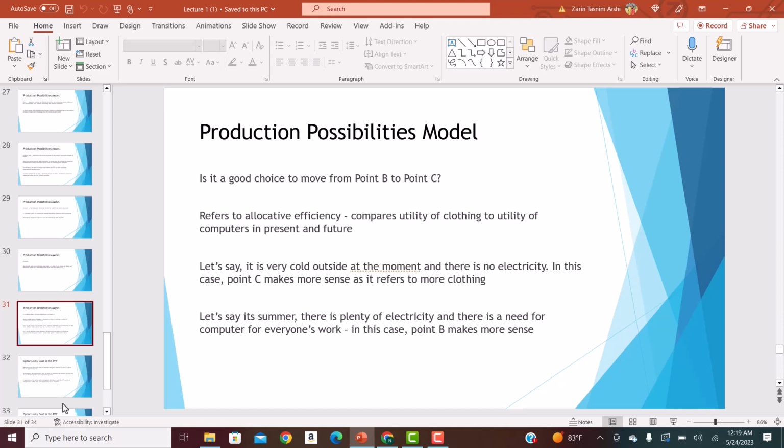Okay, then again, we can ask, is it a good move to move from point B to point C? Now, that information is not available to us because remember, the production possibility frontier only says that any point on the curve is productively efficient. So, from the production side, we know they're using all the limited resources to produce the maximum output, but we don't know if that is maximizing consumer satisfaction or utility. So, in this case, we don't have that information and we don't know.